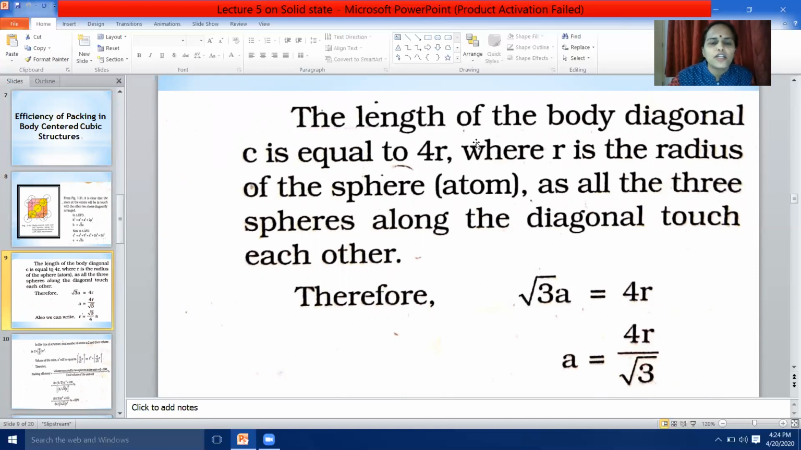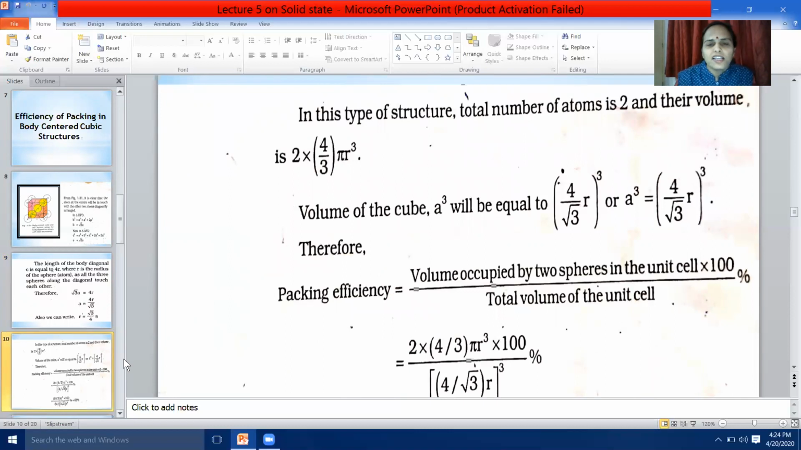So the length of the body diagonal C is equal to 4R, where R is the radius of the sphere, as all the 3 spheres along the diagonal are touching each other. So root 3 A is equal to 4R, or A equals 4R divided by root 3. And as I told you, the total number of atoms in case of BCC is equal to 2.